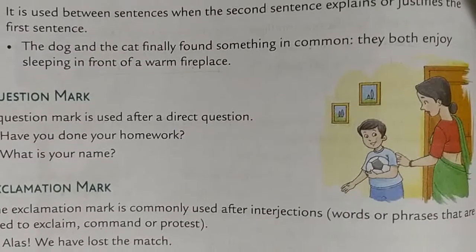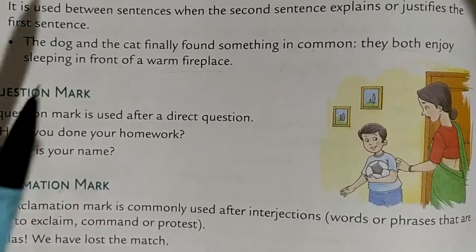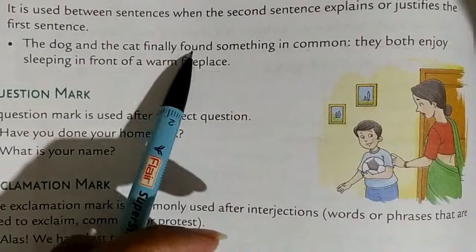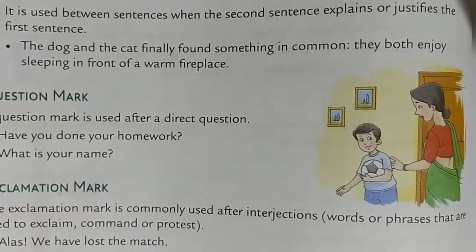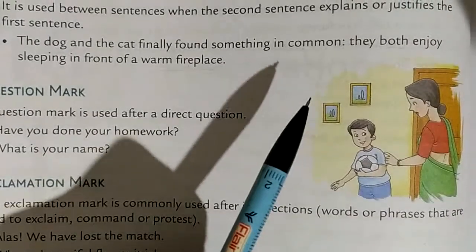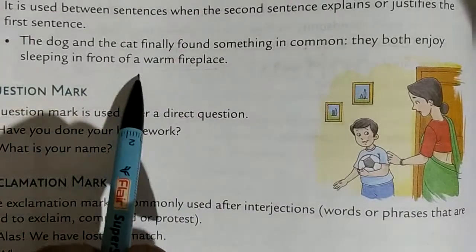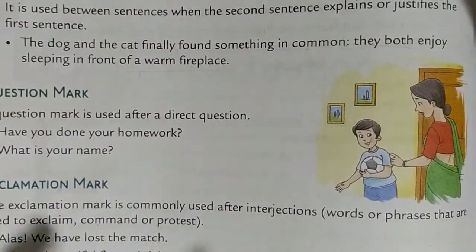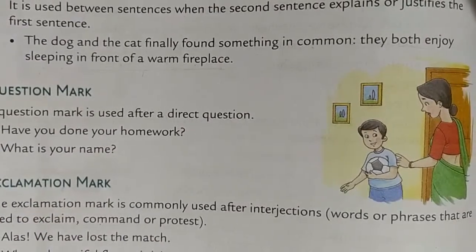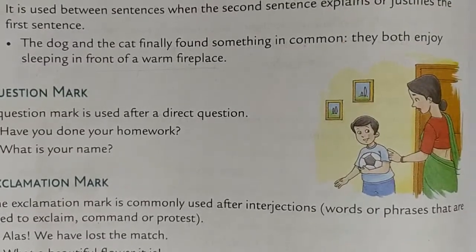Okay, here the first sentence that I had read, listen carefully: the dog and the cat finally found something in common. So we will not know what the thing in common was. So the second sentence will give you the answer to the first sentence. They both enjoyed sleeping in front of a warm fireplace. And what was the thing in common? That they enjoyed sleeping in front of a warm fireplace. So this was the thing that they enjoyed doing. So this was the common thing.